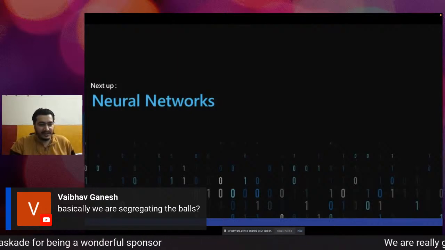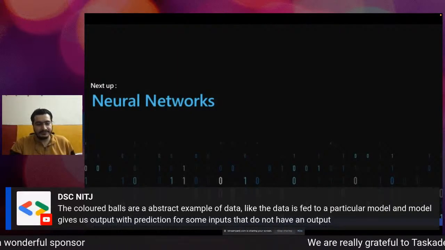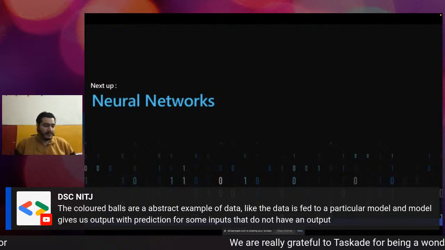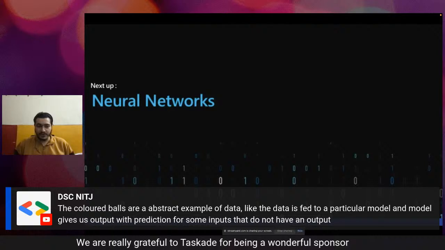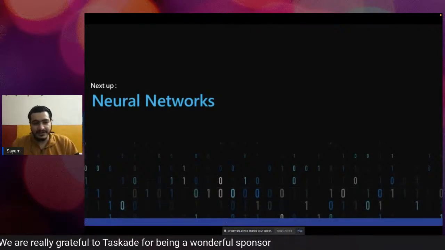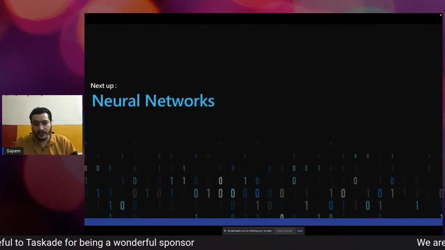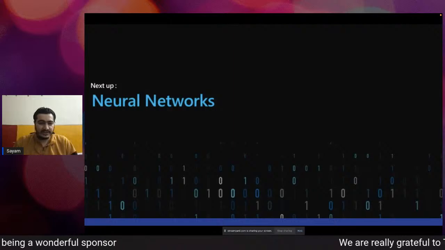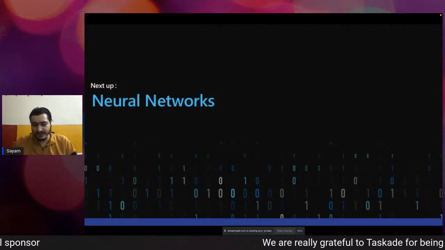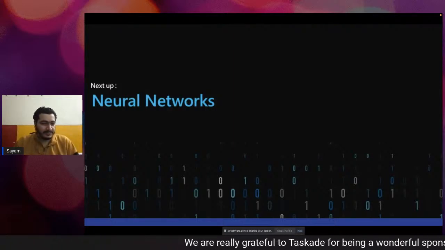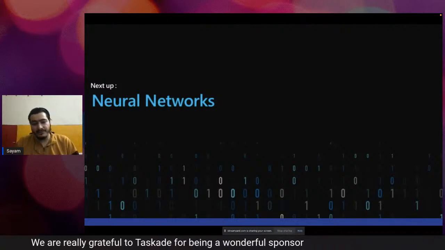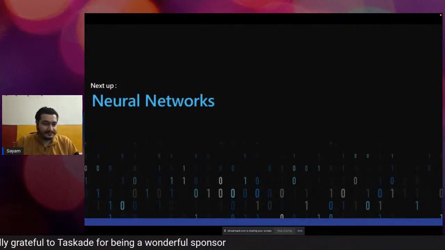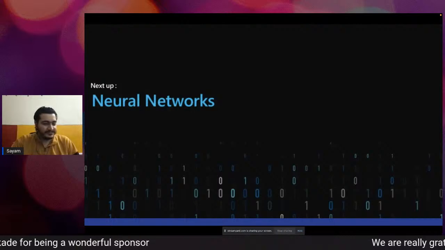Yeah, exactly. The color balls are a very abstract example. So moving forward, what are neural networks? I've not given a whole lot of examples for the unsupervised learning framework. You can look up on the internet what different algorithms involve. But I also want to spend some time on what neural networks are and how they can be useful.